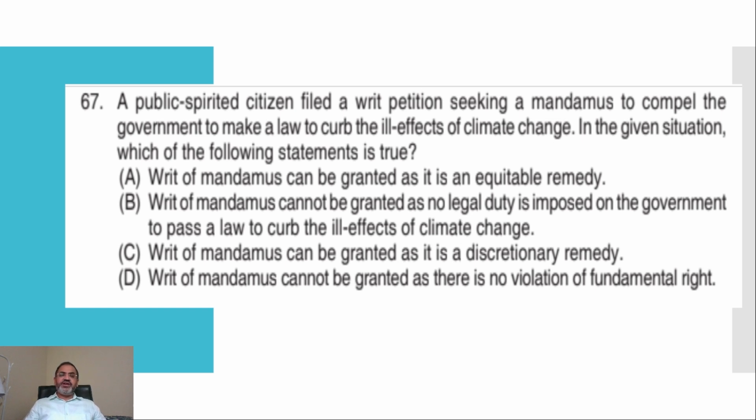Now, only B and D talk about writ of mandamus cannot be granted. If you read further, clause B says writ of mandamus cannot be granted as no legal duty is imposed on the government to pass a law to curb ill effects of climate change. As we discussed, clause B will be the right answer, because the government does not owe any legal duty to actually pass such a law. Whereas the other option says writ of mandamus cannot be granted as there is no violation of fundamental right. Now, the question about fundamental right has not been discussed in the question, and that's why quite clearly clause B is the right answer.